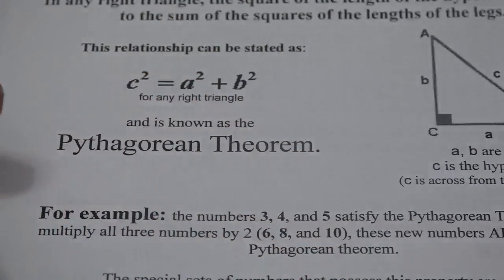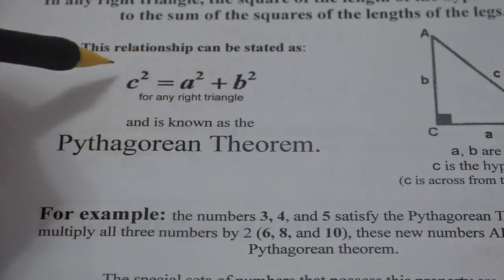The converse is also true. Converse means when you switch the statement around. So I could say that a squared plus b squared is equal to c squared.